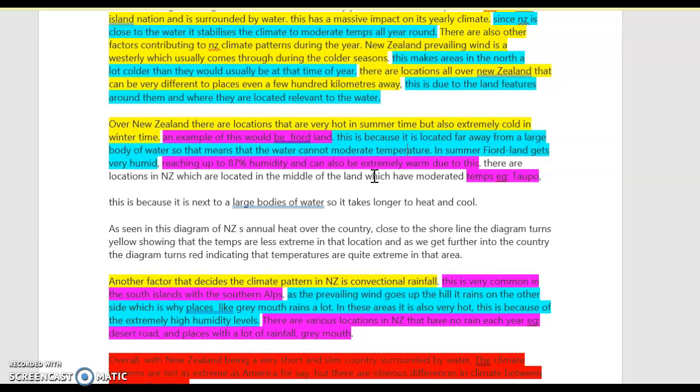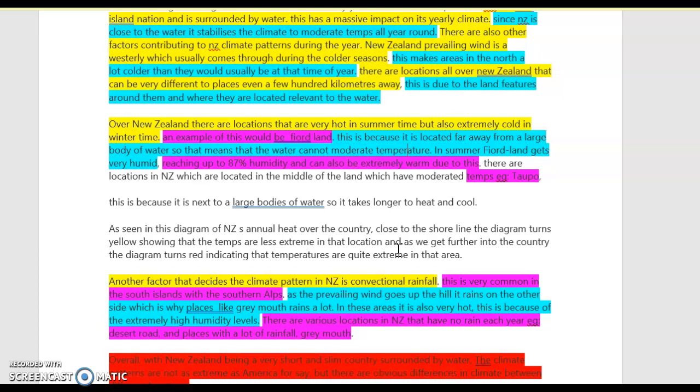So he's given us an example, that's the purple, yeah? And then he's explained it. This is because it is located far away from a large body of water, so that means that the water cannot moderate temperature, and Fiordland gets very humid. Now, I don't want to completely say that this is wrong, but there are fjords in Fiordland, so there actually are large bodies of water, but the idea is right.